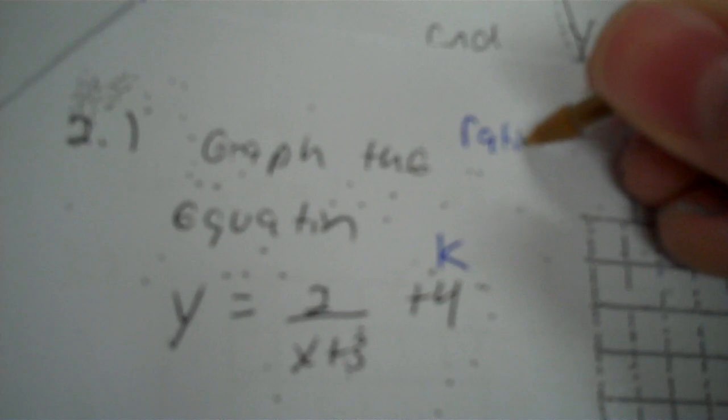Graph the equation y equals 2 over the quantity x plus 3, and then after the fraction we have plus 4. That plus 4 at the end is known as a k value. So this is a rational function because the independent variable x is on the bottom. So with rational functions we need to get our asymptotes down. We need to know our horizontal asymptote, our vertical asymptote, and any holes in the graph.